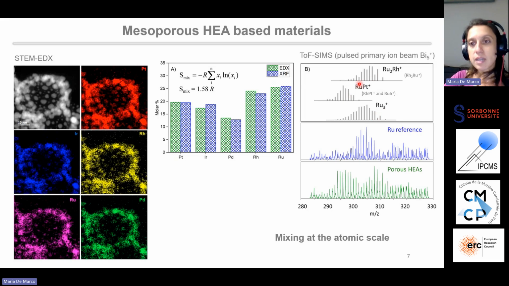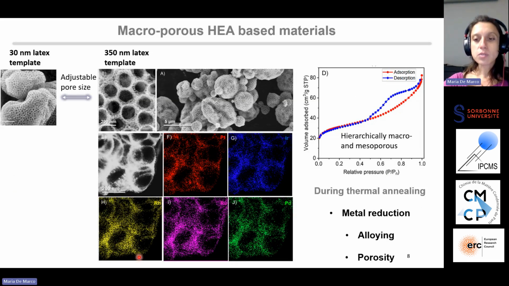However, in the case of our multimetallic alloys, we can see that other clusters are also present, which may be attributed to the bimetallic cluster ruthenium platinum here, or to the trimetallic cluster ruthenium rhodium platinum here. So to recapitulate on the synthetic part, with this method we achieve metal reduction, metal alloying, and the production of porosity in one step during thermal annealing. And especially the porosity, being able to produce porosity, is really important for catalytic application of multimetallic alloys.